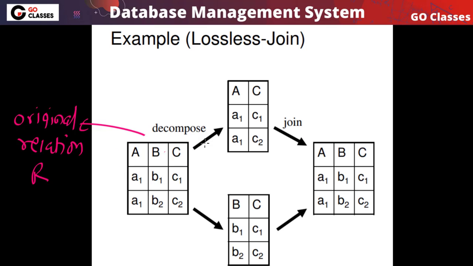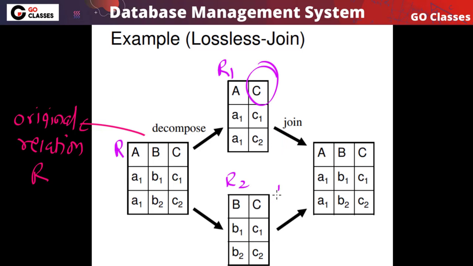When we decompose this relation into AC, we get A1 C1 and A2 C2. And when we decompose into BC, we get B1 C1 and B2 C2. Now you can notice when we join these two sub relations R1 and R2, doing the natural join, what will happen? The common attribute is C, so this tuple will join with this tuple and this tuple will join with this tuple, because we are doing the natural join.